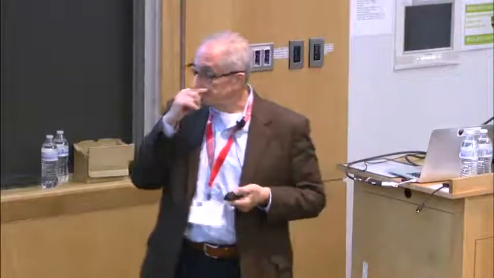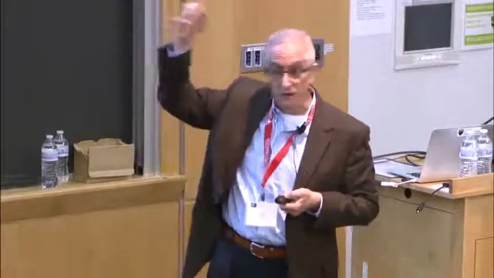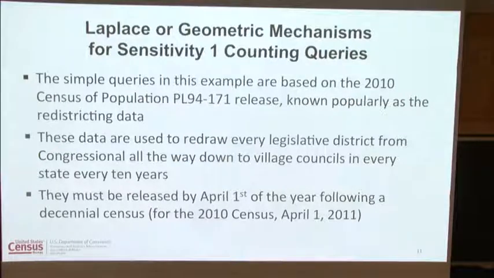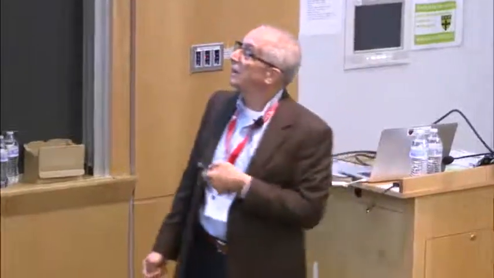So for protecting the end-to-end test, we're actually using the geometric mechanism, but I'm going to illustrate it with the Laplace mechanism on a gigantic sensitivity 1 query, which is the block level redistricting data that are then pumped into every state and local redistricting plan. Normally, these redistricting data have to be released by April 1st of the year following the census, so April 1st, 2021. The test redistricting data are scheduled for release in February of 2019.